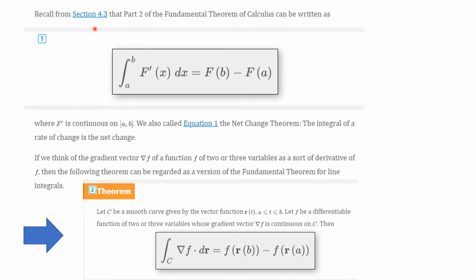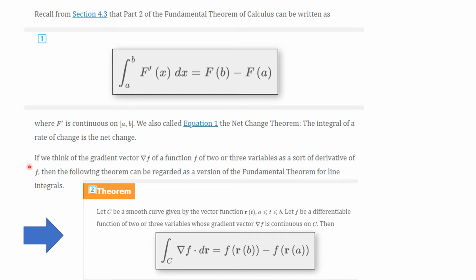Recall back in Calculus 1, in fact, you studied a statement of the fundamental theorem of calculus that was written this way. The definite integral from a to b of F prime of x dx is equal to F of b minus F of a, where F prime was continuous on [a, b], and in our textbook we call this the net change theorem. In words, the integral of a rate of change is the net change.